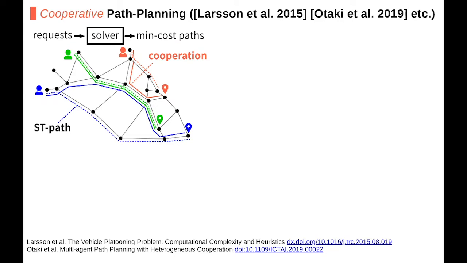In the figure, we draw two sets of paths. One is shortest paths and the other is cooperative paths. The cooperation here is represented by sharing subpaths by request. Our motivation is to build an efficient solver to build cooperative paths for this problem class.